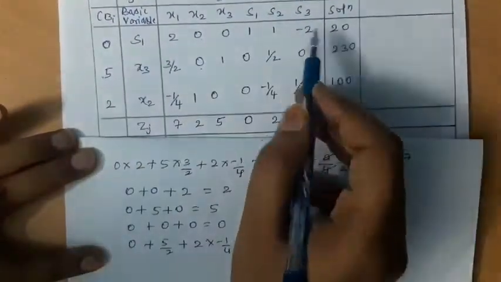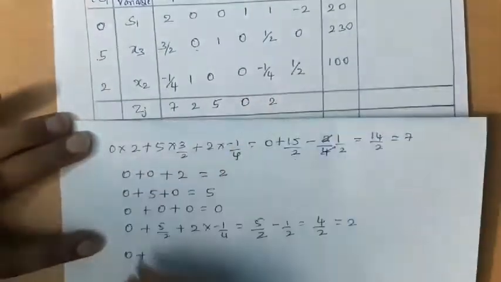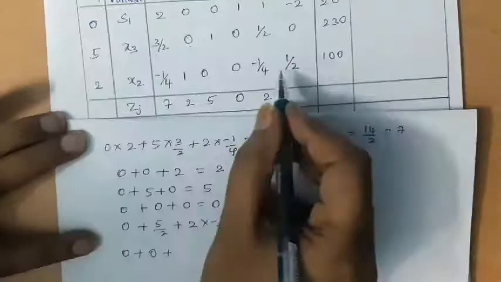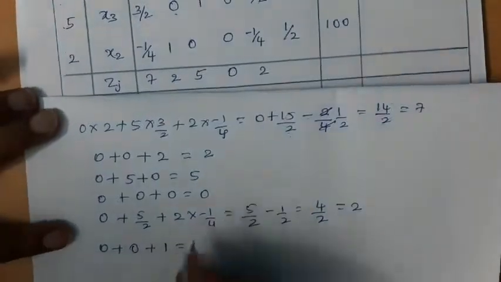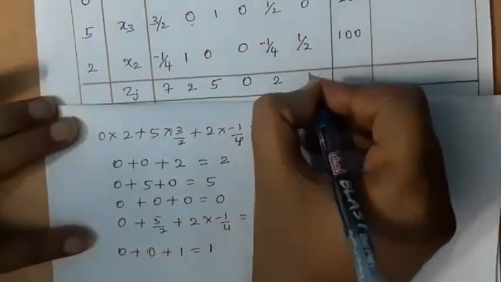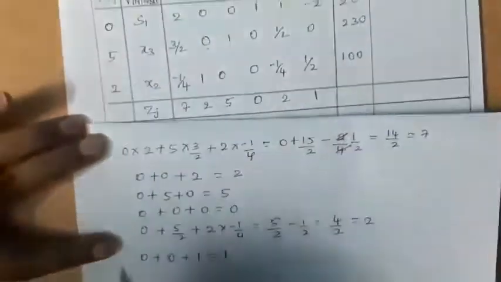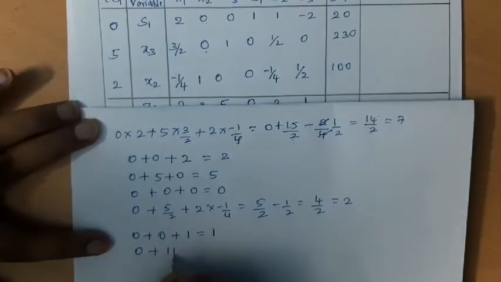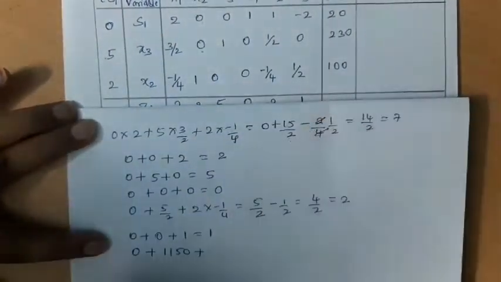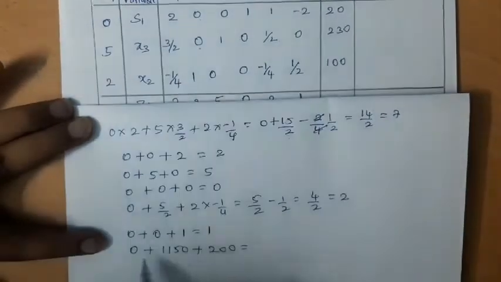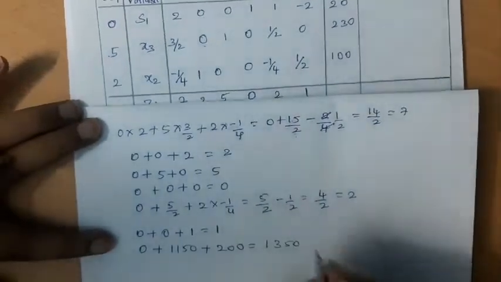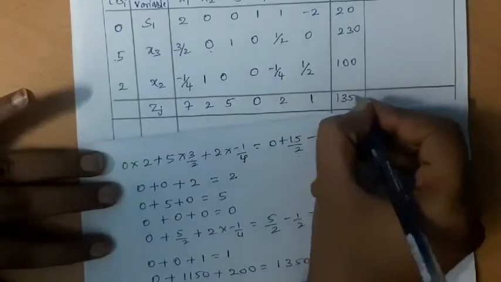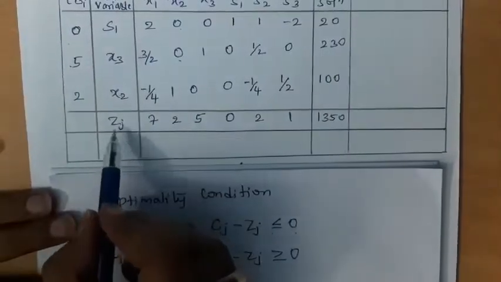Next, 0 into minus 2, 0, plus 5 into 0, 0, plus 2 into 1 by 2, that is nothing but 2 by 2, that is equal to 1. So write down 1. Next, 0 into 20, 0, plus 5 into 230, that is 1150, plus 2 into 100, that is 200. So that is equal to 1150 plus 200, that is 1350. So write down here 1350. Now we got the Zj value.